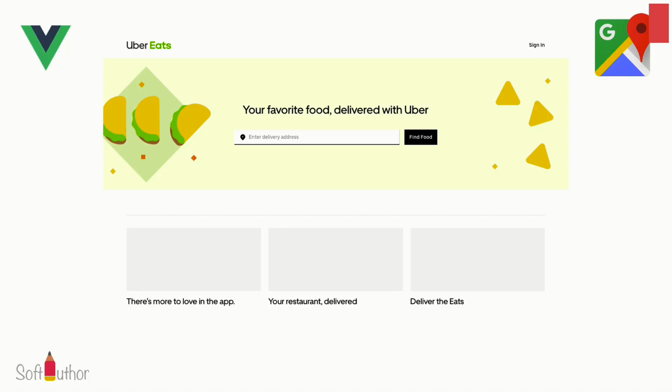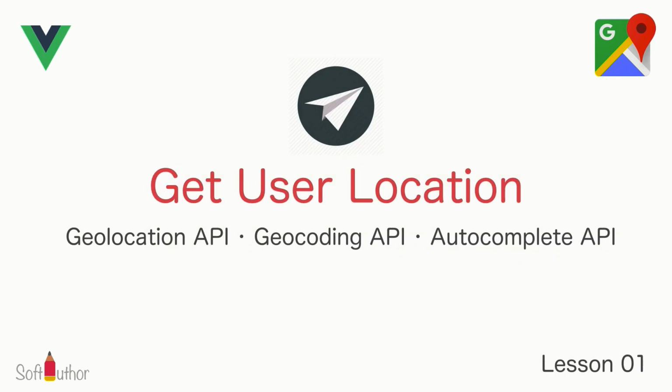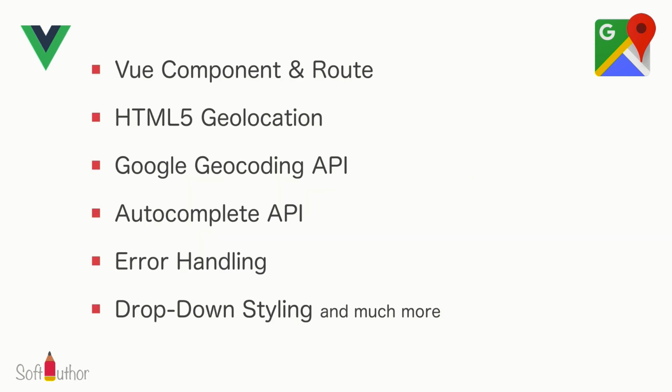When you think about any food delivery app, the first thing it asks would be the user's current location where the food needs to be delivered. In this section, you're going to learn how to get the user's locations properly. In that process, you will be learning how to create a brand new Vue component and the route for it, HTML5 Geolocation API, Geocoding API, Autocomplete API, and much more.